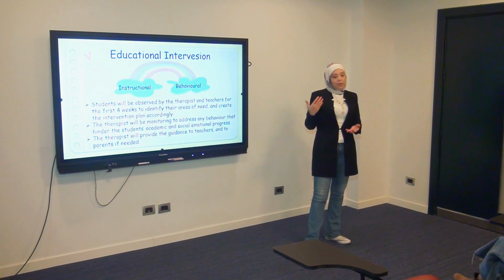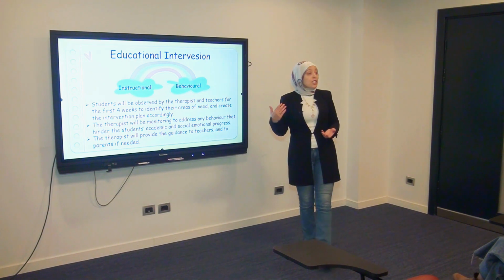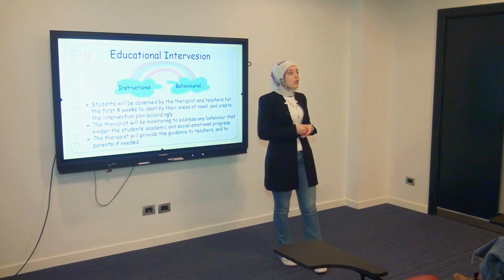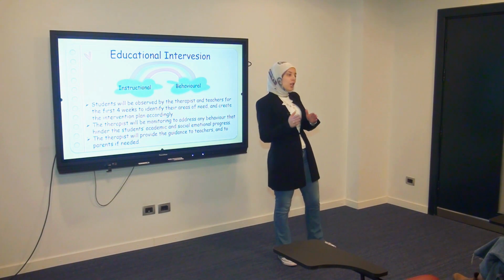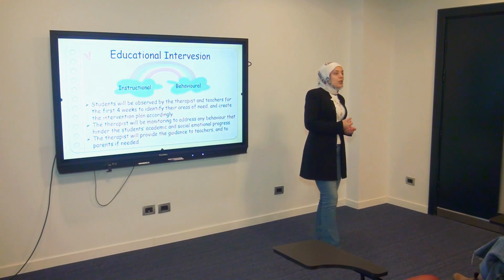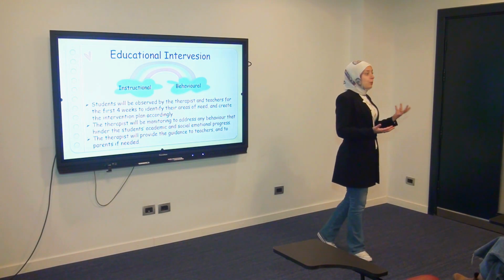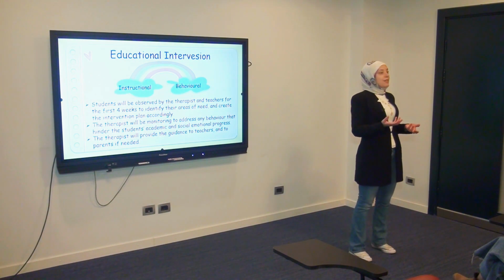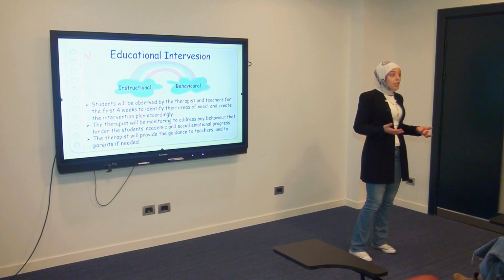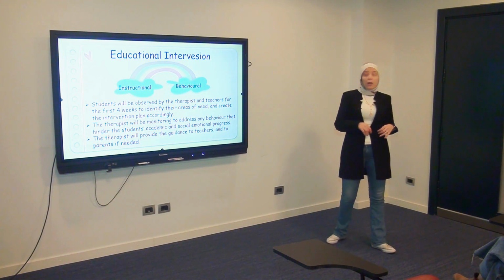Based on their performance and their behavior, she introduces an action plan to parents and to teachers as well, to choose the best way to help this child get back on track. The other intervention is educational intervention, which is done by teachers or support teachers. Whenever they see that this kid needs some support because he's not on level, they can introduce an action plan for this, and it's done in the school as well.